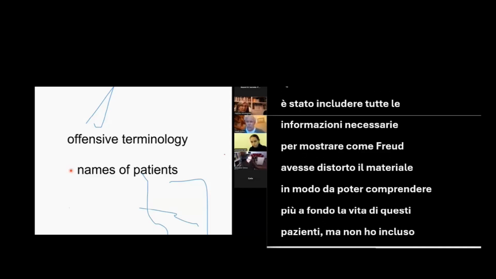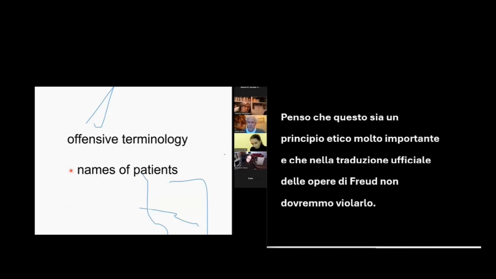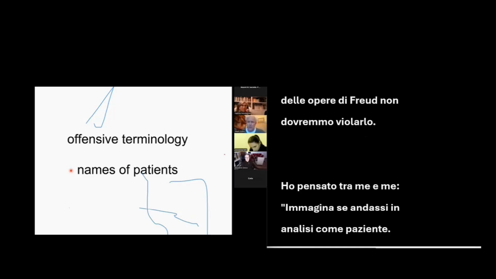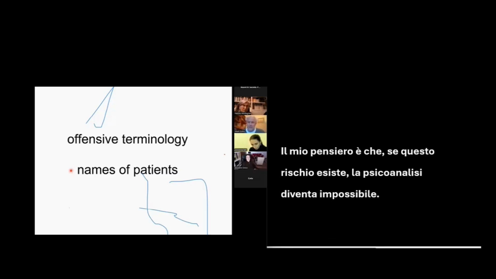What I decided to do was to include all the information that's necessary to show how Freud had distorted the material so that we can understand more fully the lives of these patients, but I did not include their names. I think that this is a very important ethical principle, and in the official translation of Freud's works, we should not violate that principle. I thought to myself, imagine if I was going into analysis as a patient. Would I want to worry? Maybe one day my analyst will be so famous that my name will be revealed in my case history. My thinking is that if that risk exists, psychoanalysis becomes impossible.